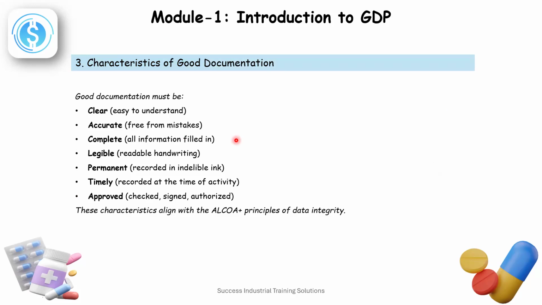In the third topic, we are going to discuss the characteristics of good documentation practices. It should be clear and easy to understand. It must be accurate without mistakes. It should be complete with all required information filled in, and handwriting must be legible and readable. Records must be permanent, written in ink and not using pencil. Entries must be timely, written at the time when the activity occurs. And finally, the document must be approved and signed by an authorized person. These characteristics follow the ALCOA Plus principles, which will be discussed in upcoming modules.